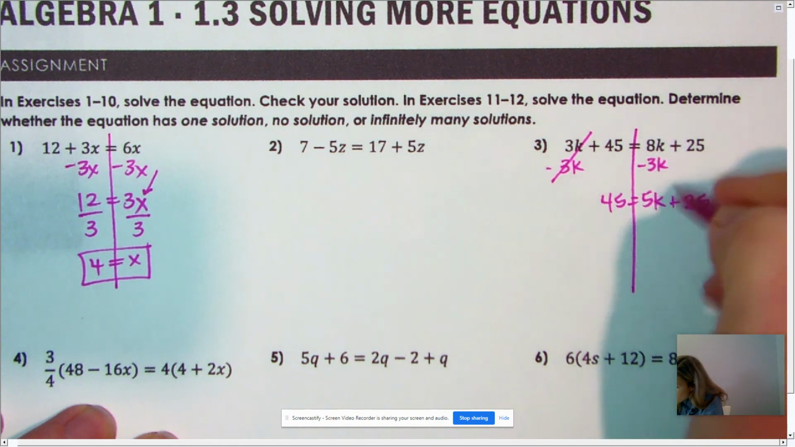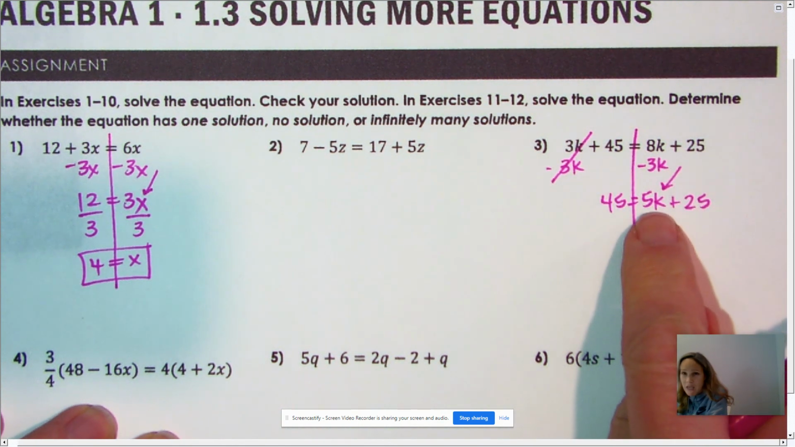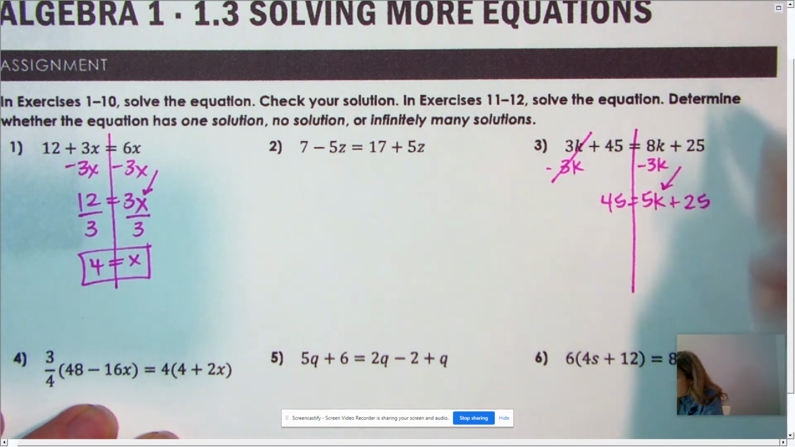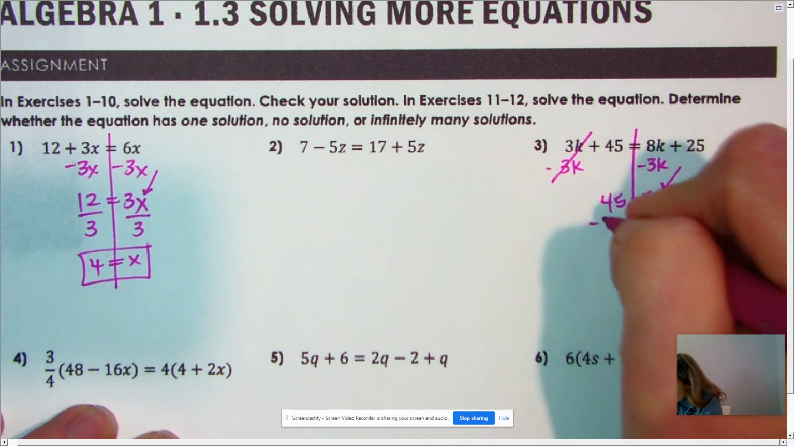And then I just say, well, now it's just a normal two-step problem. There's my k, but first I have to get rid of this plus 25. So I go minus 25 on both sides.